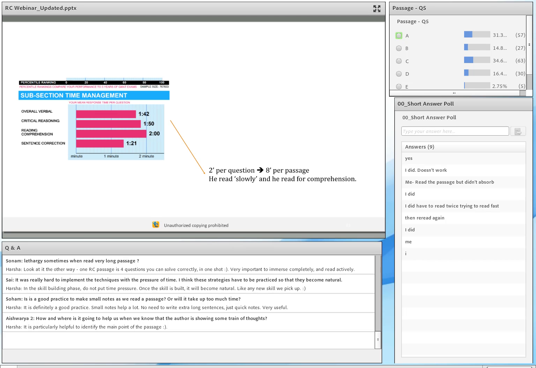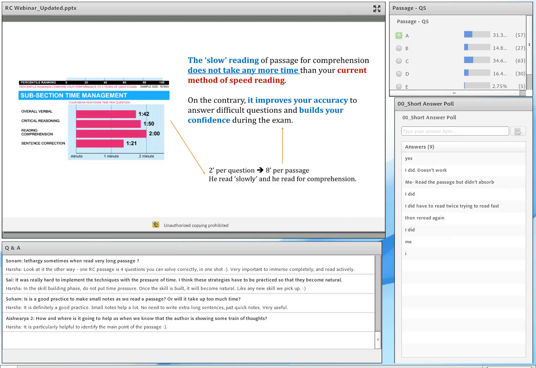Okay. Here is Nishant's ESR, and you can really see he spent about 2 minutes per question or 8 minutes per passage. All right. One of the big things is it reduces the chaos. It not just gives you high accuracy, but it reduces chaos.